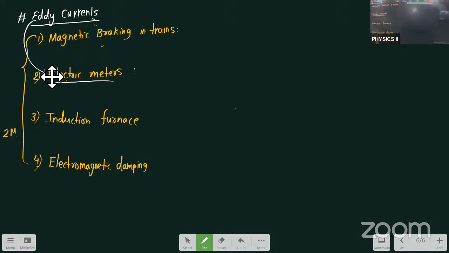That is also due to what? Eddy current. And what is the next one? Third use of this eddy current which we are utilizing? That is nothing but induction furnace. What is happening in the induction furnace? Actually, this is used for melting the metals.